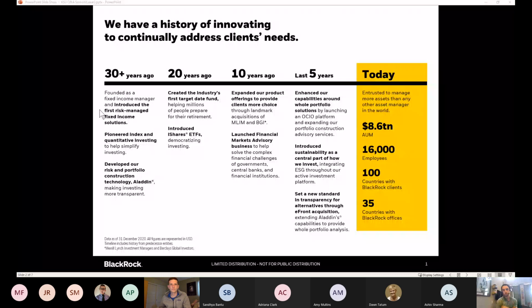And also I want to point out that in the last 5 years, you'll see that third bullet down, sustainability is a central part of how we invest, integrating ESG throughout our business. So ESG: environmental, sustainability, and governance. Sometimes you'll see the S as social, but for the sake of today, environmental, sustainability, and governance.